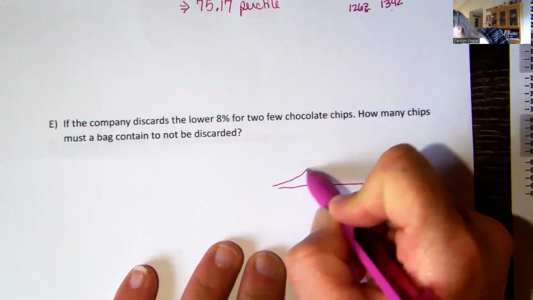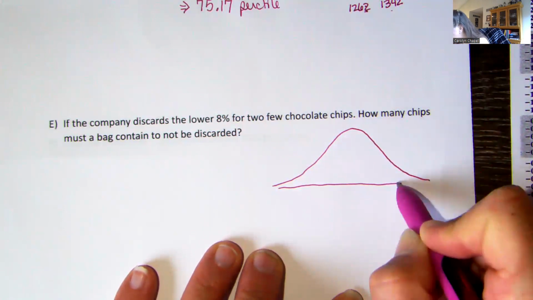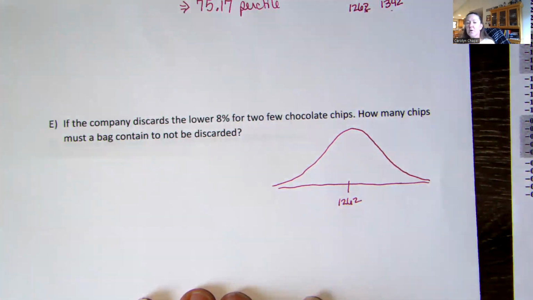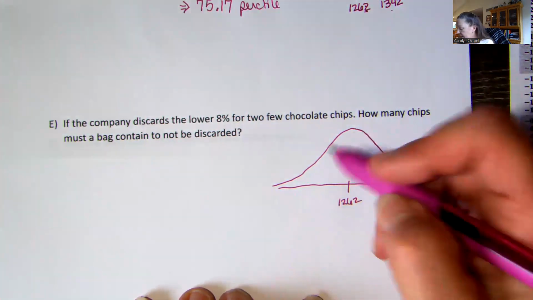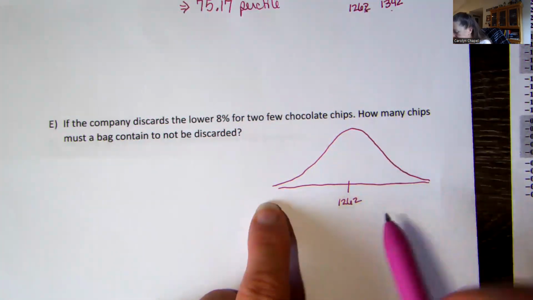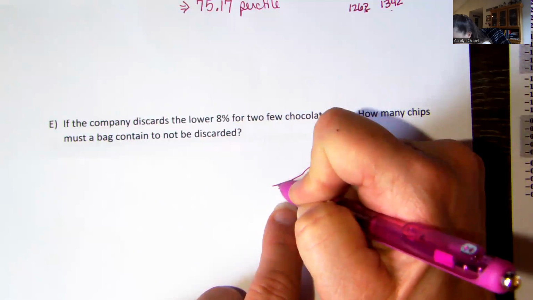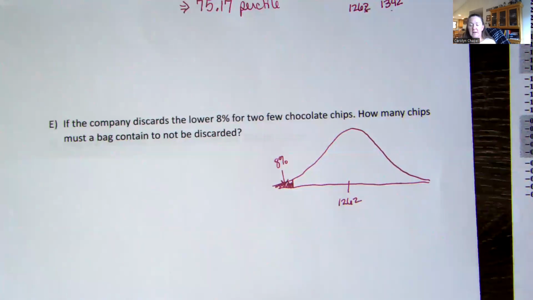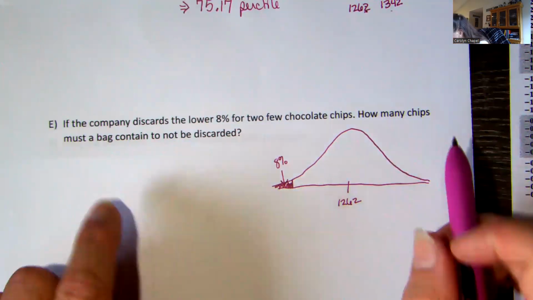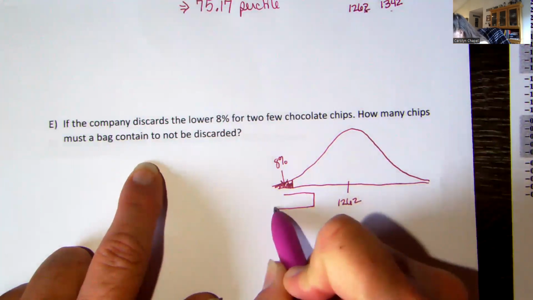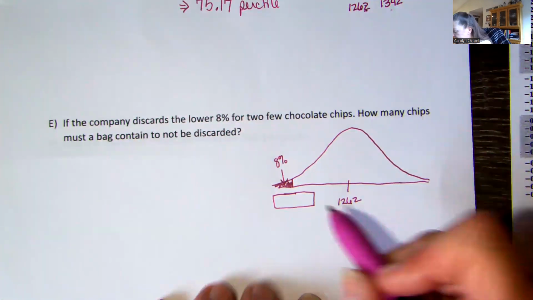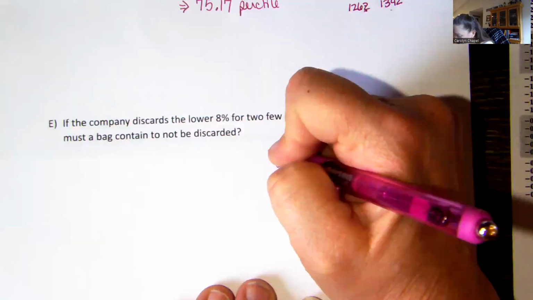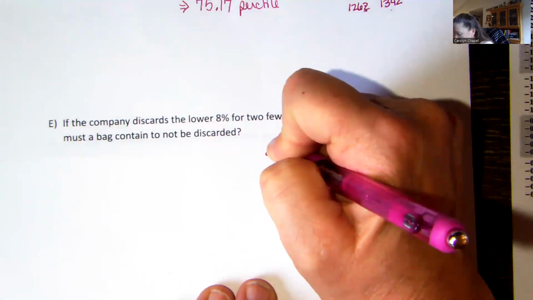Again, we are still working with a normal curve. That doesn't change. It's still centered at 1262. But we're going to discard the lower 8%. Now, 8% isn't the number of chips. That 8%, the lower 8%, is that piece right there. So we're getting rid of that, and we're looking for the number of chips that goes along with this little tail of 8%. 8% in its decimal form is 0.08.